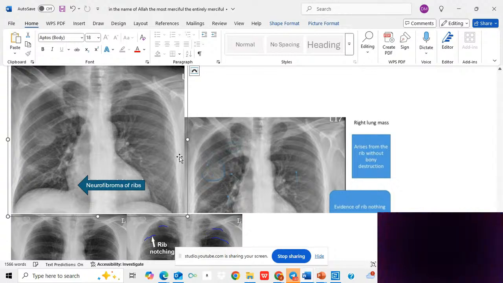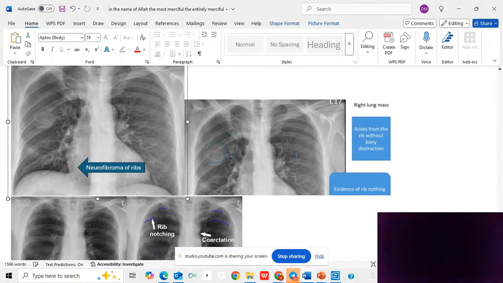Okay, there is also evidence of inferior rib notching at multiple ribs. These lesions are not associated with rib destruction.